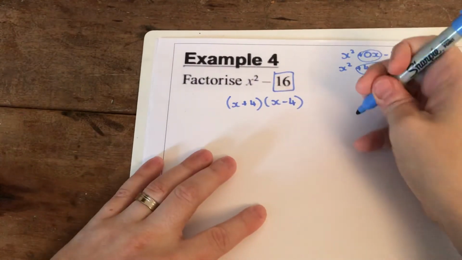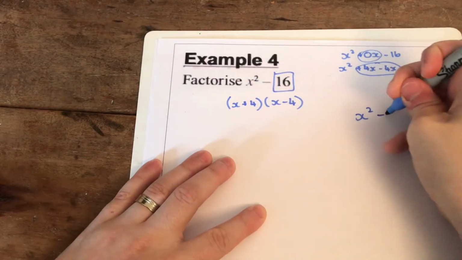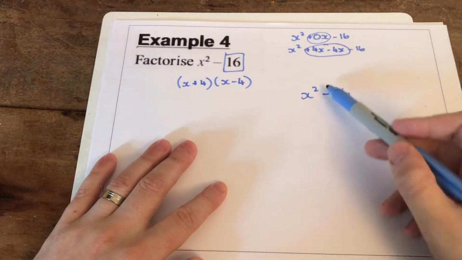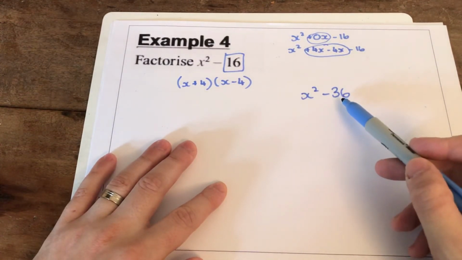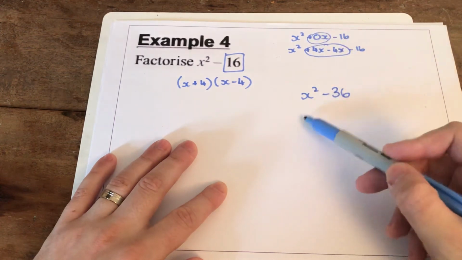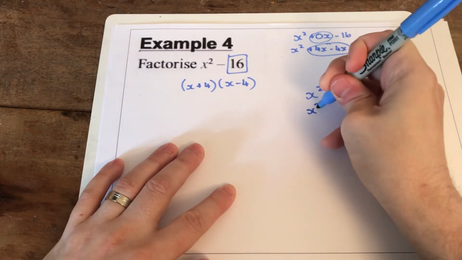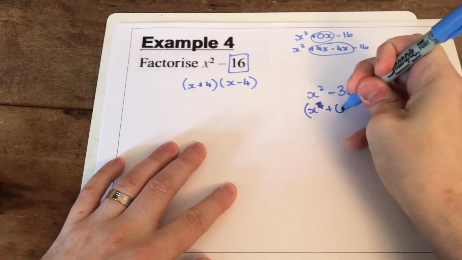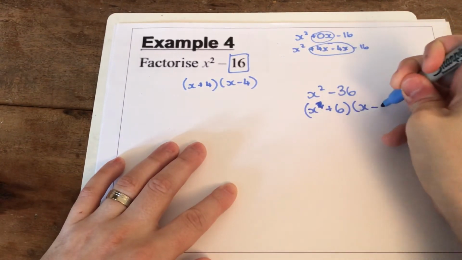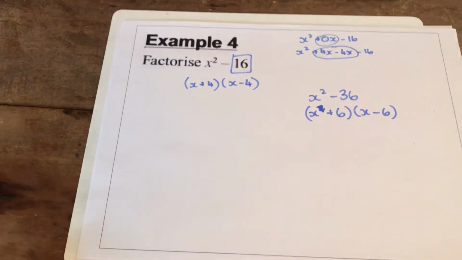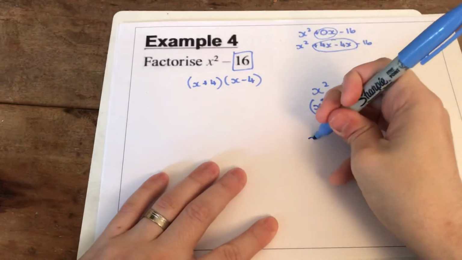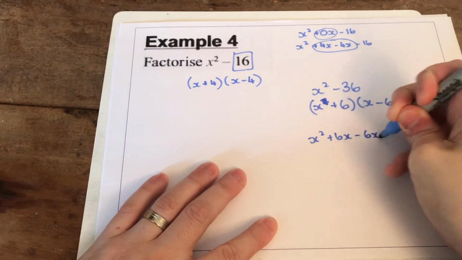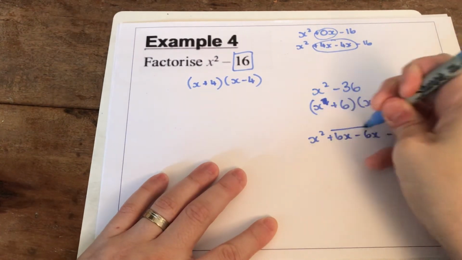I'm going to show you another one of these. So if we had x squared minus 36, the same thing happens here. The square root of 36 is 6, and we've had the same number in the middle. So I'll change that to x plus 6, x minus 6 in your brackets. And when you expanded that, you would have got x squared plus 6x minus 6x minus 36, and these would have cancelled out.